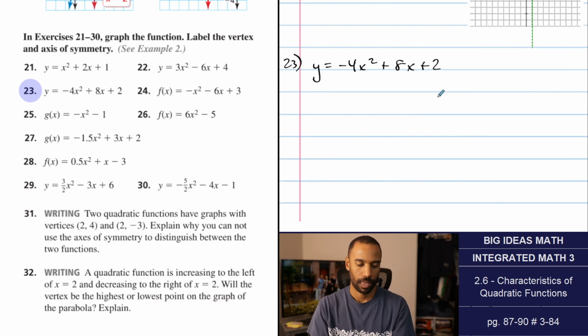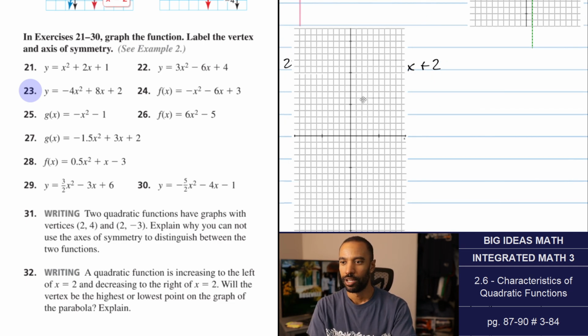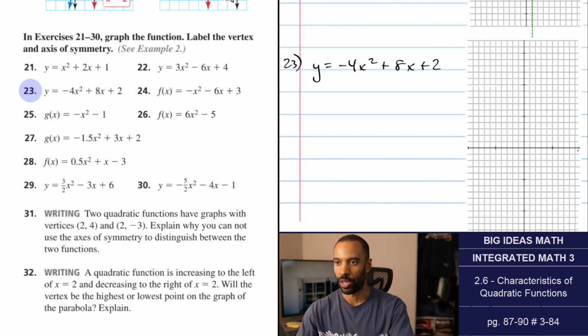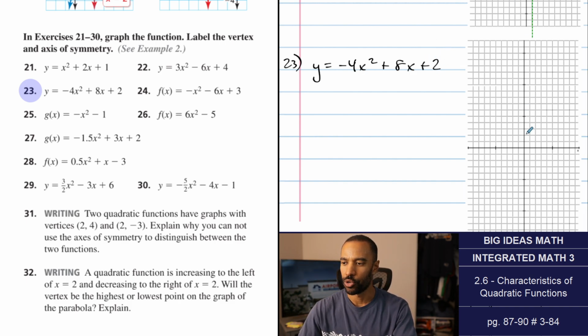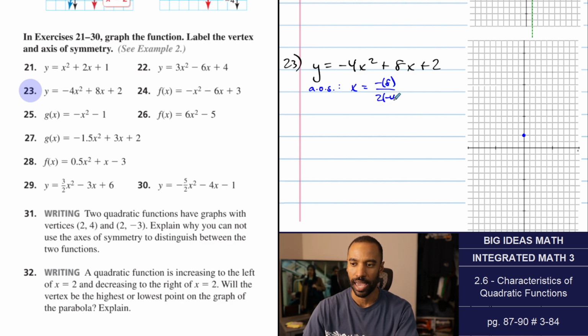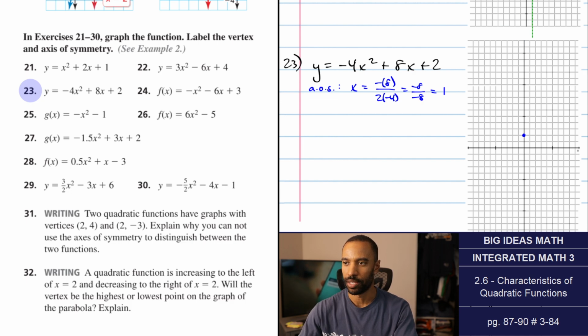Okay. Let's kind of do what I was saying before. Let's plot what we already know this time. See if maybe this is the order you like. Hey, I have a y-intercept of 2. That's a point I have on my graph. Now let's find the axis of symmetry so we can reflect across that. Axis of symmetry is at x equals negative b over 2a, which is negative 8 over negative 8, which is 1. So x equals 1 is the axis of symmetry.